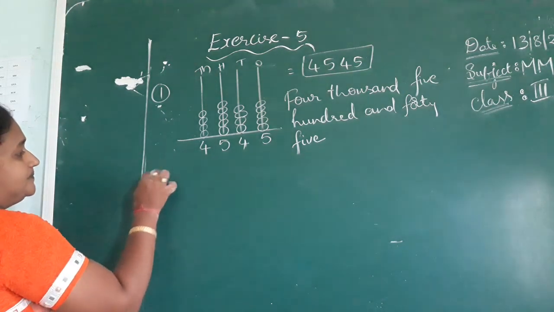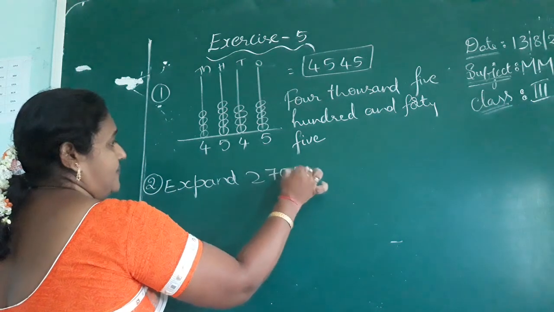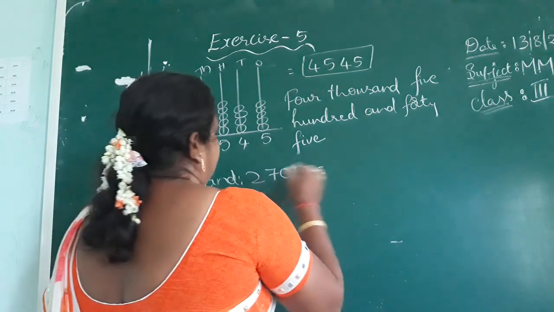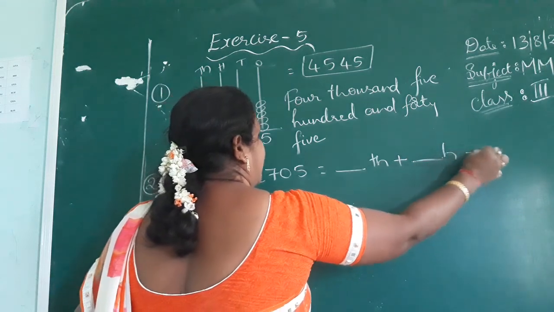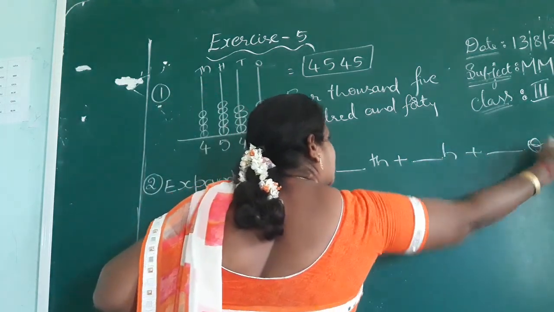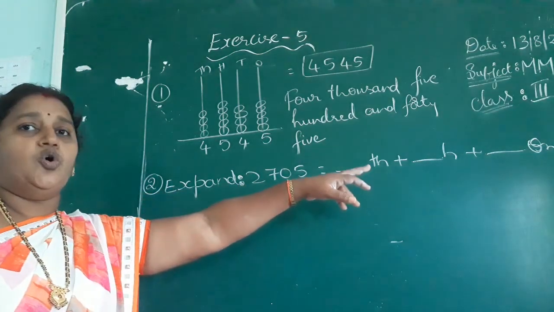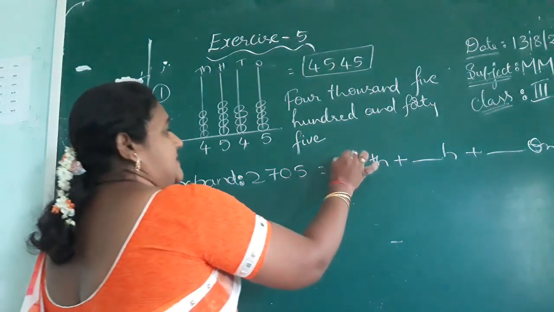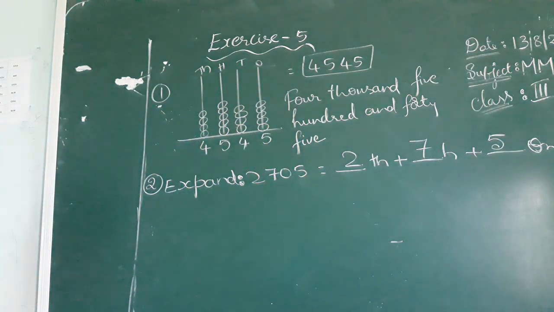Expanded notation. Expand 2,705. They are asking us to expand this one. How many thousands? How many hundreds? How many ones were given? Here they have not given tens in the question. Why is it 0 here? So no need to place it. Now 2,000s, 700s, 5 ones. Okay, ma'am? Next one.